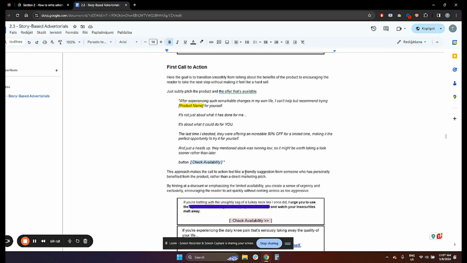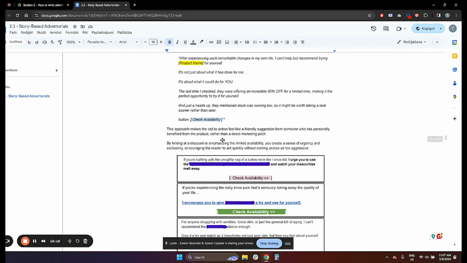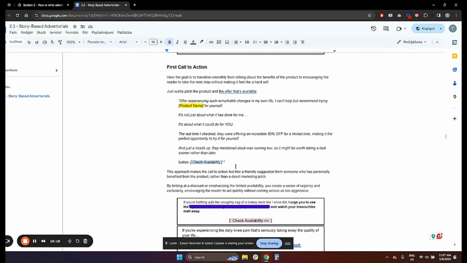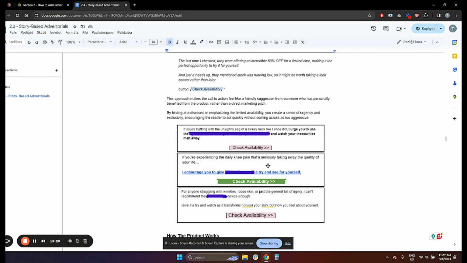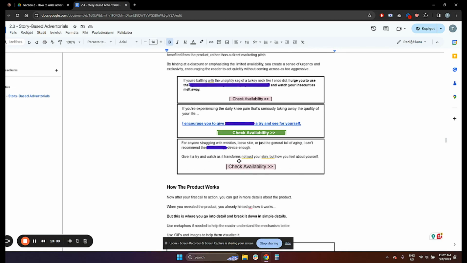And it's a subtle one. So the same person is like recommending the product. So if you're battling unsightly sag of a turkey neck, like I once did, I urge you to use this device and watch your insecurities melt away. So if you're experiencing the daily knee pain that's seriously taking away the quality of your life, I encourage you to give this device a try and see for yourself. And for anyone struggling with wrinkles, loose skin, and just general thought of aging, I can't recommend this device enough. Give it a try and watch it transform your skin.